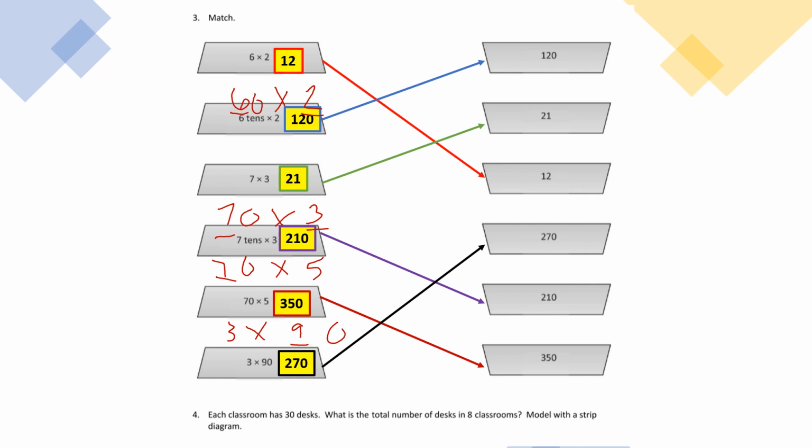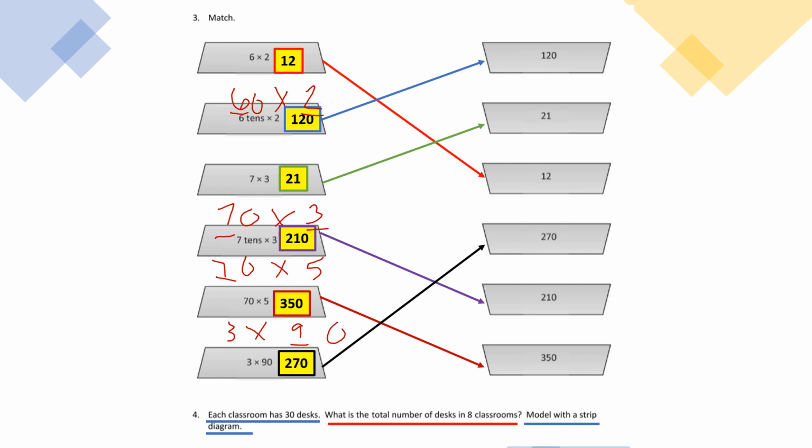Now, at this point, all of your equations should be solved and the equations should be matched to their correct answers. There is one more question on this page, one more question in this homework. It says, each classroom, number 4, way at the bottom, each classroom has 30 desks. What is the total number of desks in 8 classrooms? Model with the strip diagram.